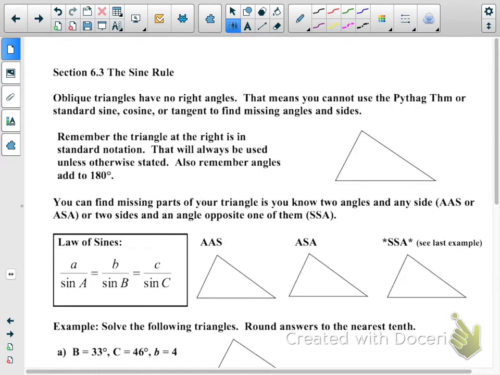Okay, so now we have the sine rule, or in pre-cal or in Algebra 2 you called this the law of sine. So oblique triangles are triangles that have no right angles. So that means you can't use the Pythagorean theorem because you don't have a hypotenuse, and you can't use the standard sine, cosine, tangent because you don't have a hypotenuse. Now, tangent doesn't use hypotenuse, of course, but it uses opposite and adjacent.